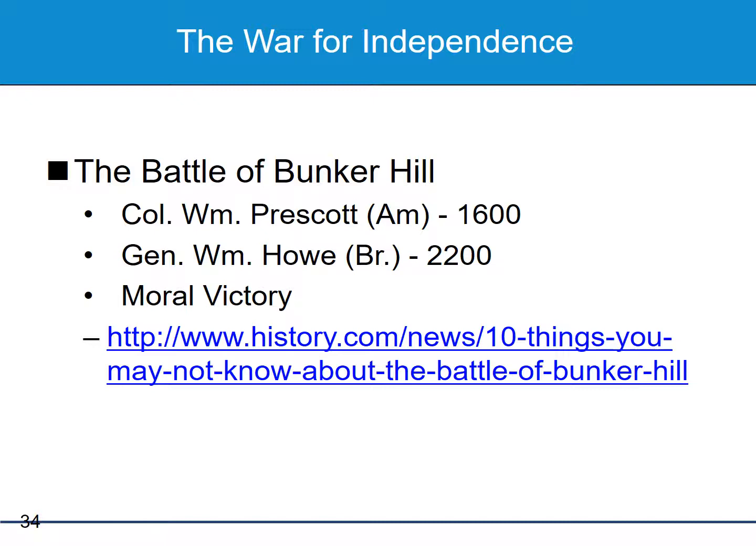So Howe orders his troops to go charging up the hill, and they go charging up the hill, and the Americans start firing on them when they get close enough, and a lot of the British troops are killed, and the British retreat back down the hill, where Howe is waiting on them, and he regroups and reorganizes them, and then he orders them to make a second charge up the hill.